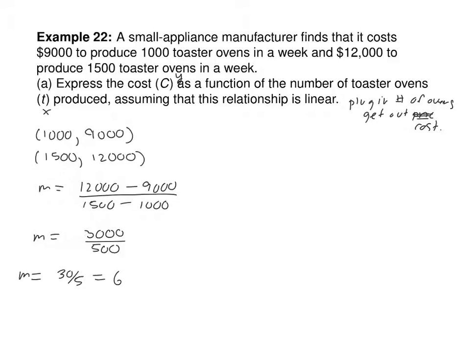And if you think about what this means, in the numerator, what are the units of the numerator? The numerator is y, right? Y is measured in dollars. This is the number of toasters, right? So what this is, is dollars per toaster. Each toaster oven costs them $6 to make for probably materials and labor and stuff like that. Okay.